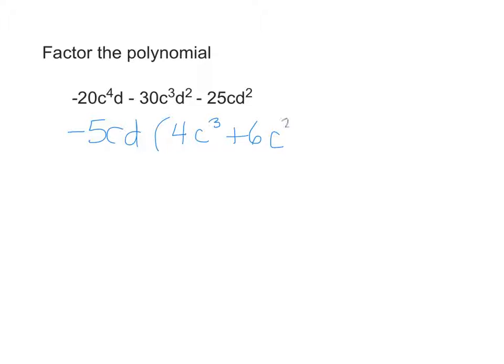c squared d. Because we subtract, right? c to the power of 3 divided by c, that's 3 minus 1 leaves us with 2. And d squared divided by d, 2 minus 1 leaves us with 1d. And then negative 25 divided by 5 is positive 5. The c is gone. And we still have one of the d's left. And that's the answer.